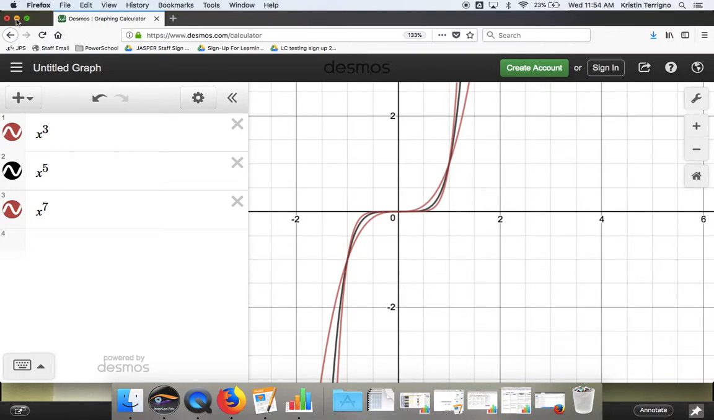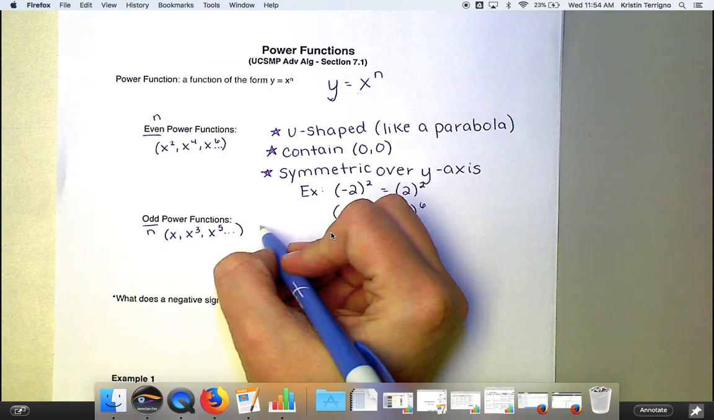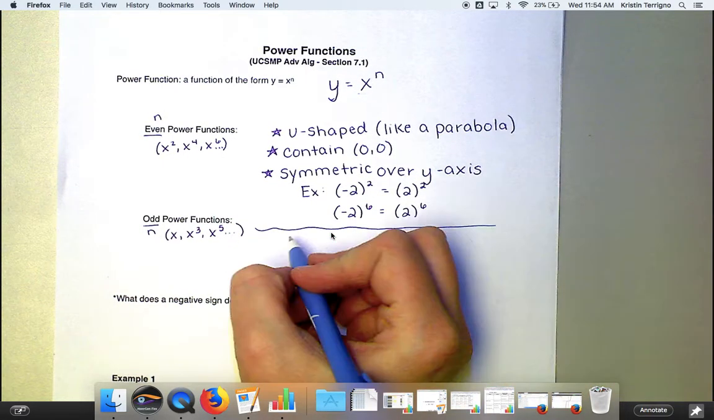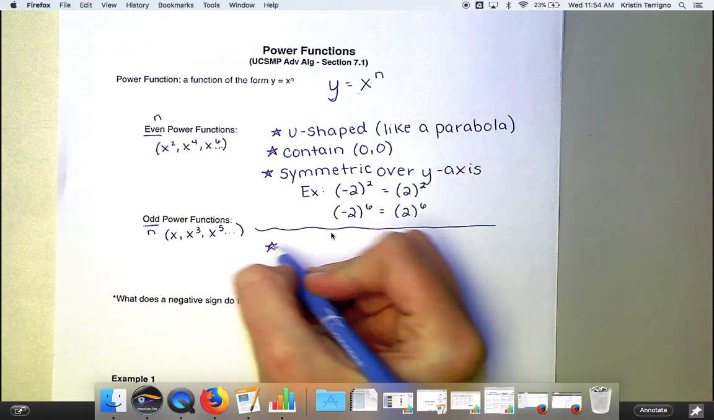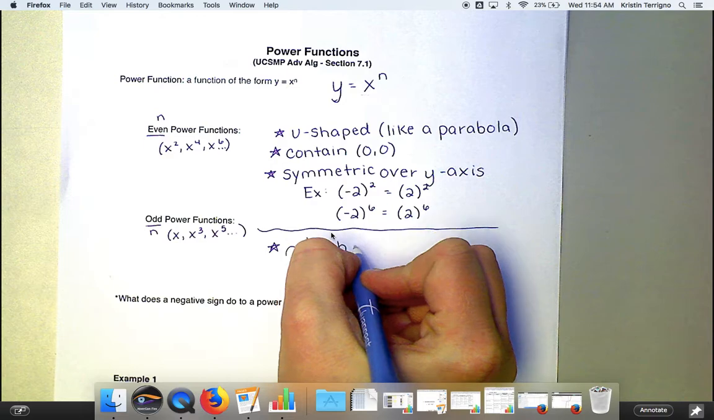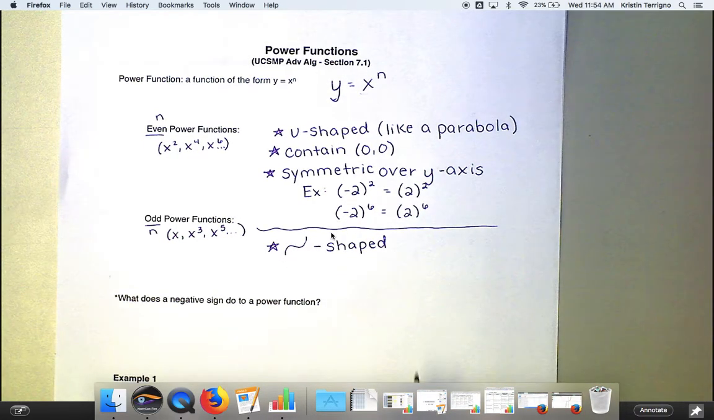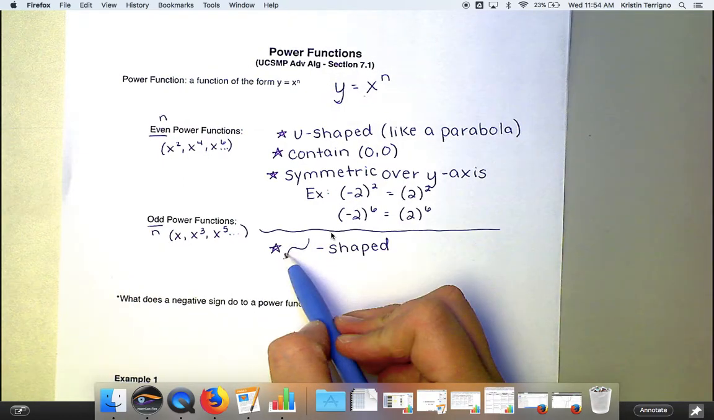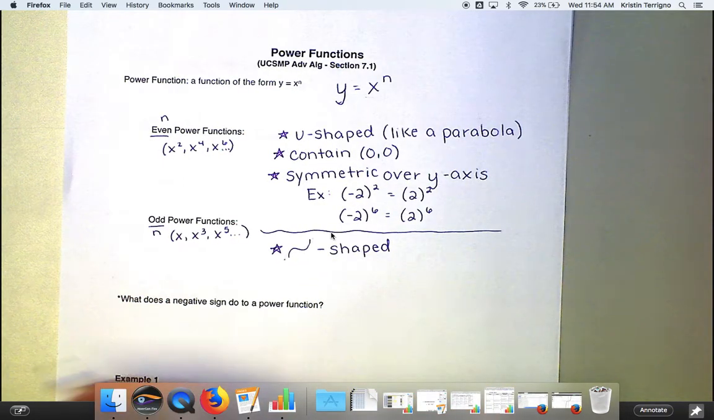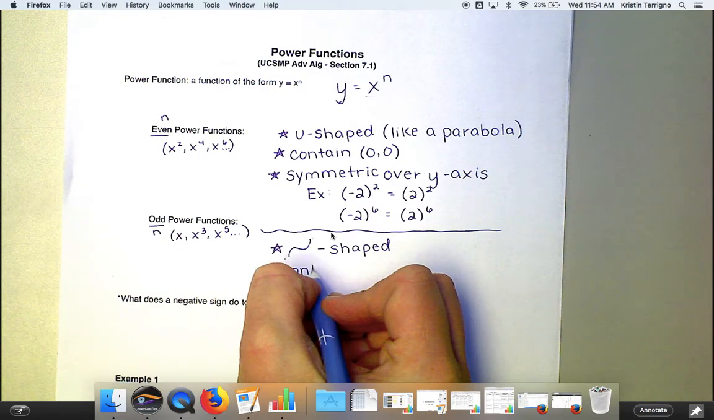So for my odd power functions, I'm just going to draw a line here so you know this is all odd. These ones are sort of shaped, I wish I had a good word for that. I usually refer to it as the squiggle shape. They go up and over and up again. These ones also contain (0, 0), so that's a similarity between the two.